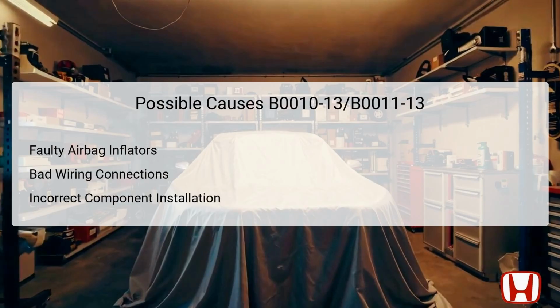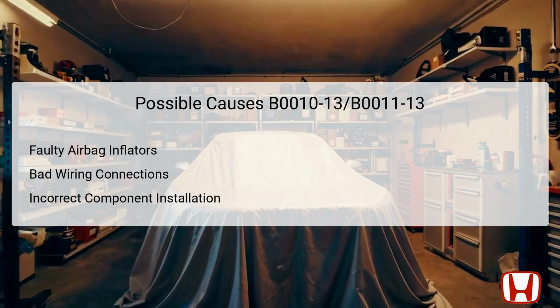Several possible causes can lead to error codes B0010-13 and B0011-13. First, there may be a fault within the airbag inflators themselves. This might be due to manufacturing defects or wear and tear over time. Second, bad wiring connections are a common issue. This can occur if there are frayed wires, poor connections, or corrosion on the electrical terminals, leading to increased resistance.